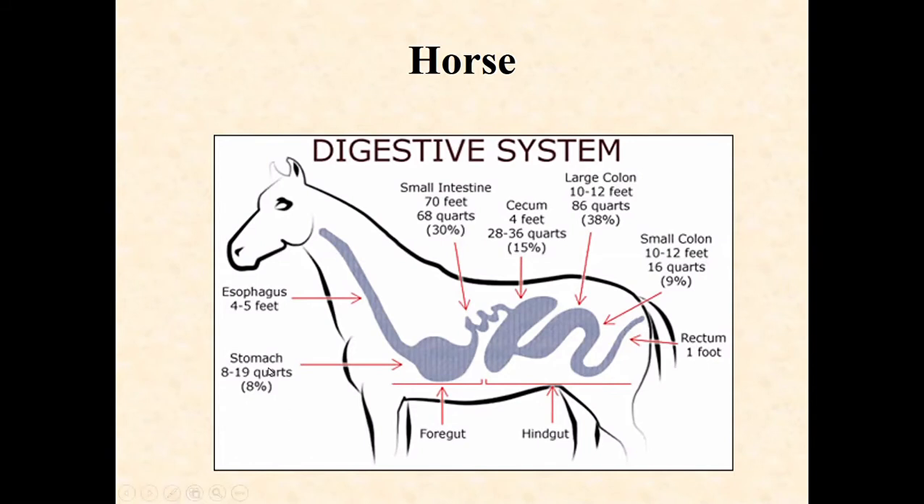So you can see, for reference, the size of the stomach in comparison to the cecum. So yeah, your foregut, your hindgut, and your small intestines. Really small in comparison to the others.